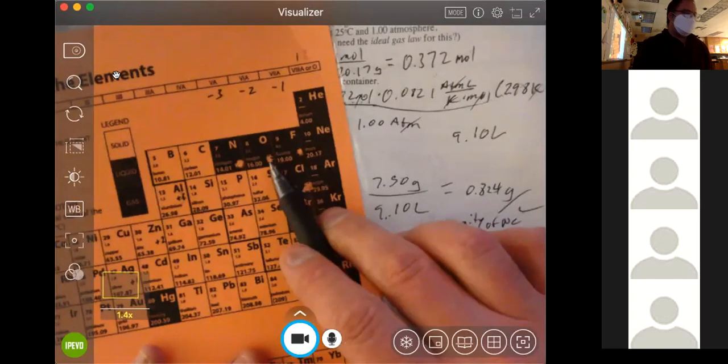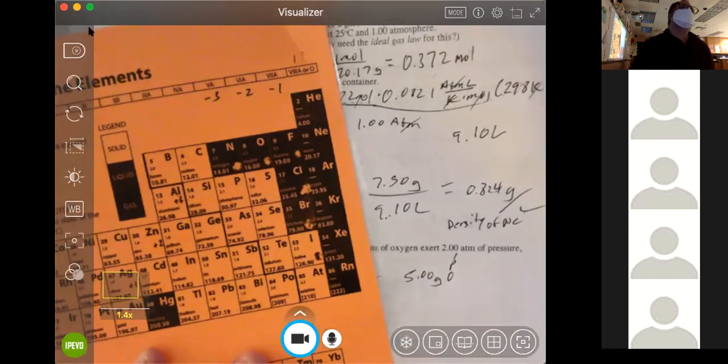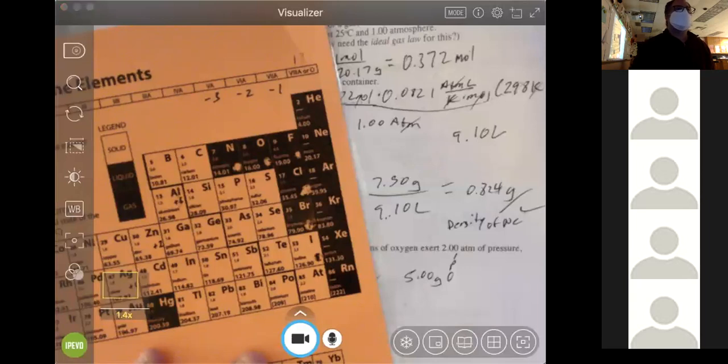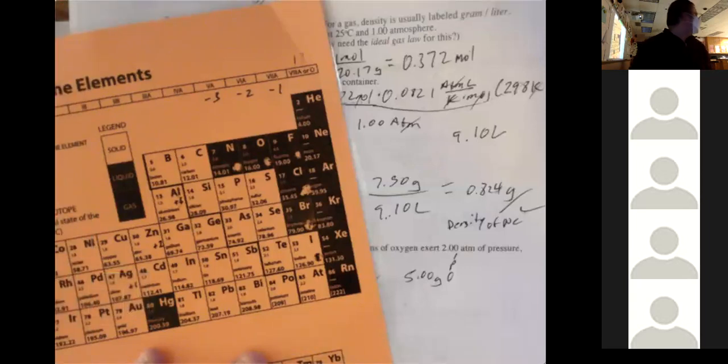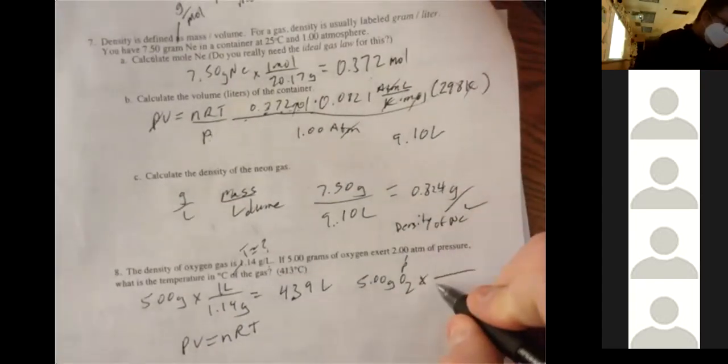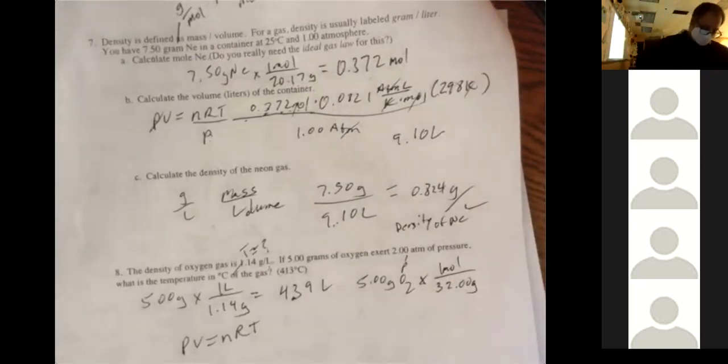What does this little dot right here mean? You got an idea? Very good. From the class, it says the formula is O2 because oxygen is diatomic. Nice job. So if we take a look here, that means that instead of 16, it's going to be 32 grams per 1 mole. 5 divided by 32. The answer is about 0.1562.